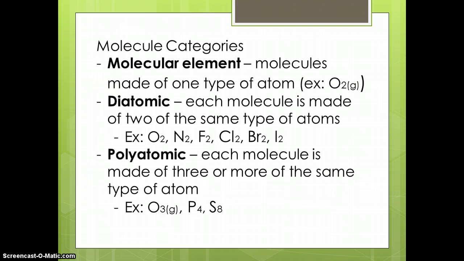Non-metallic atoms can be the same type of atom, such as oxygen gas. Oxygen gas is an example of a molecular element, as it forms molecules made of one type of atom. Oxygen gas can also be called diatomic, as each molecule is made of two atoms. Other diatomic molecules include hydrogen, nitrogen, fluorine, chlorine, bromine, and iodine. In addition, there can be polyatomic molecular elements such as ozone, which is made of 3 atoms, phosphorus, which is made of 4 atoms, and sulfur, which is made of 8 atoms.